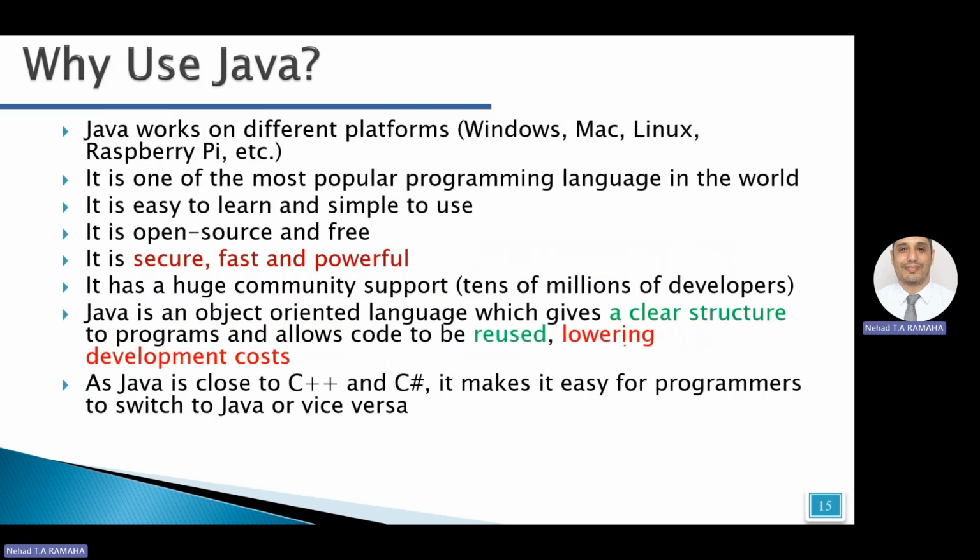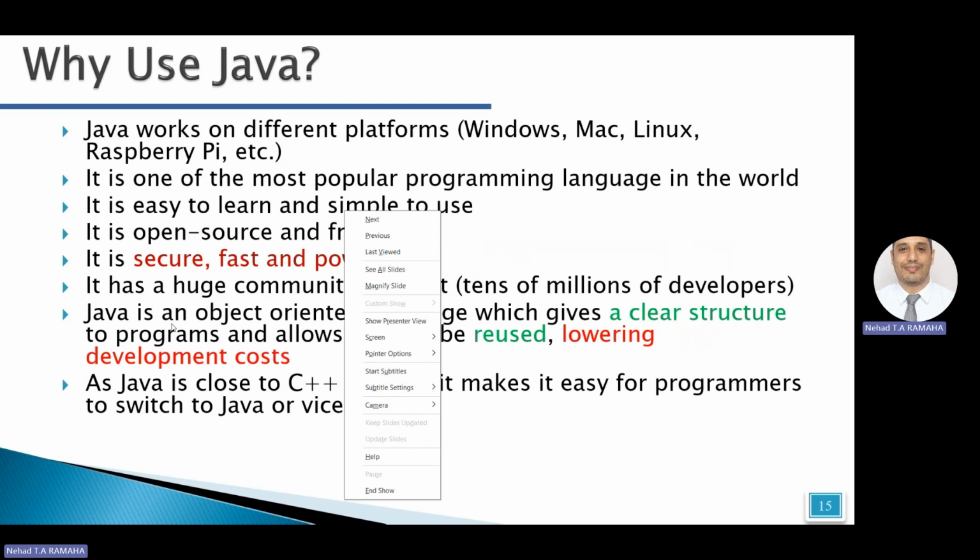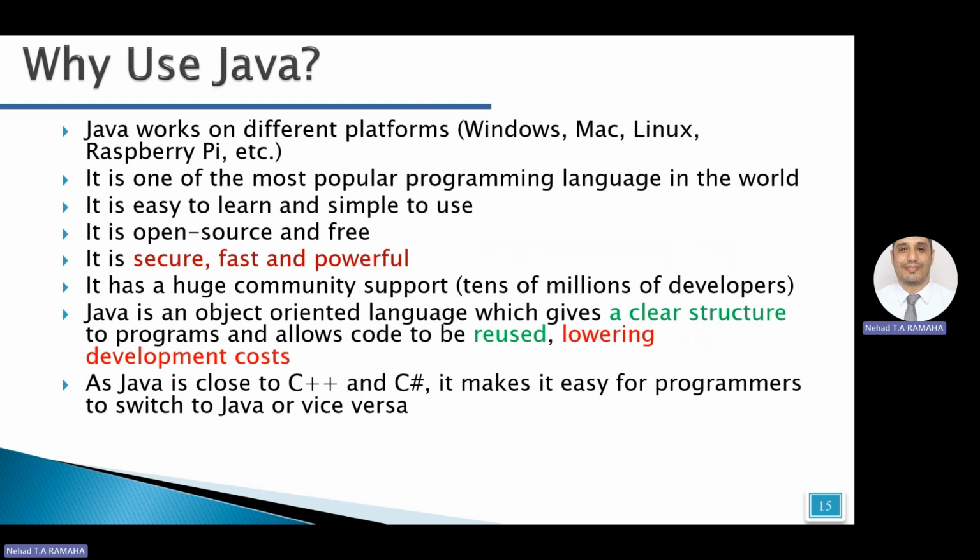Why Java? We know it's an object-oriented programming language. The first point is that Java is portable, so it can work on different platforms: Windows, Mac, Linux, and even mobile devices, handhelds, or any small devices, smartwatches, mobiles, and so on. Most of these devices and platforms, Java can work on.